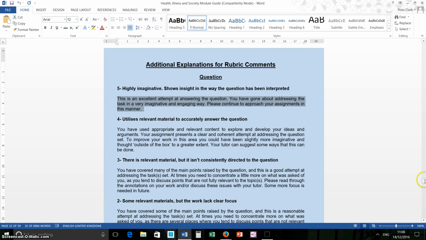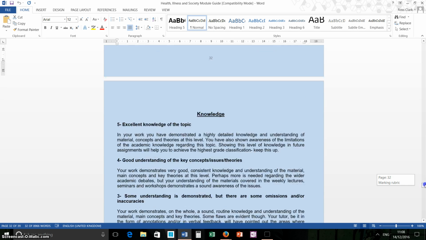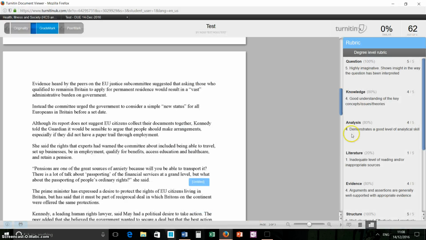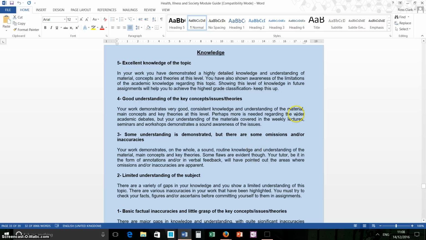And as you scroll down through your module booklet, you'll see the next category, so knowledge. So what did I give myself here? I gave myself a 4. So if you're looking at your work, see Ross has given me a 4. He said I've got good understanding of the key concepts, issues and theories, and here is the additional explanation.